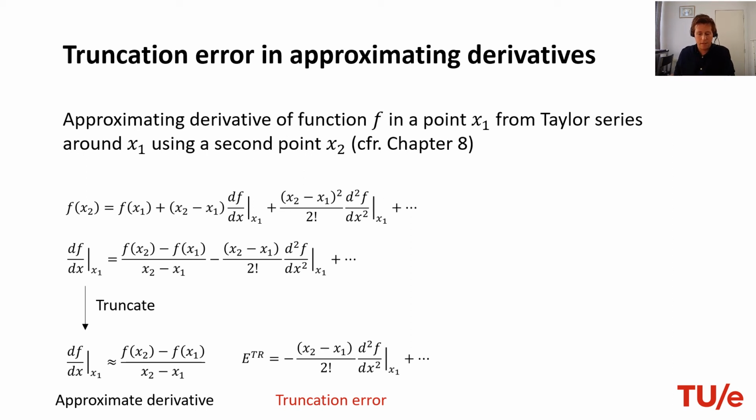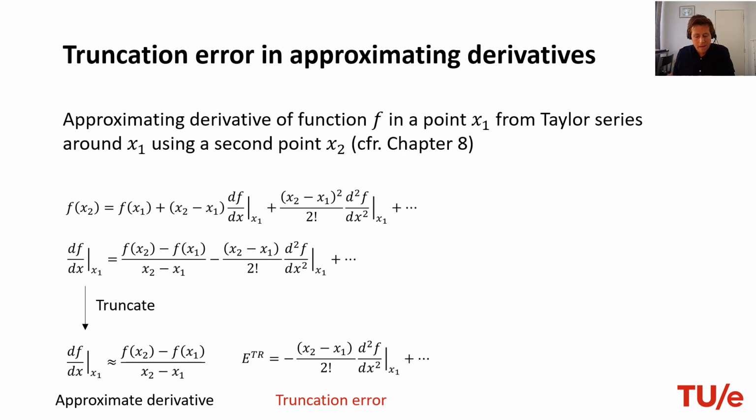But we see that basically this leads to this kind of function over here. So we see that f at point x2 is equal to f at point x1 plus a first term, which is the difference in x times the first derivative at point x1, plus a term proportional to the second derivative, plus a term proportional to the third derivative, etc. And these terms tend to get smaller and smaller.